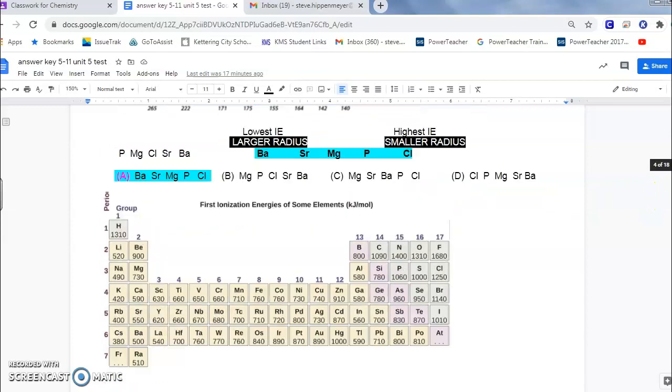When we're looking at their ionization energies, we can see them right here. Chlorine's 1250. Barium was 500. Lowest. Strontium 550. Second lowest. Magnesium 730. Third. Then we slide over here. Phosphorus is 1060. Chlorine's 1250. So we know our list is in the correct order.